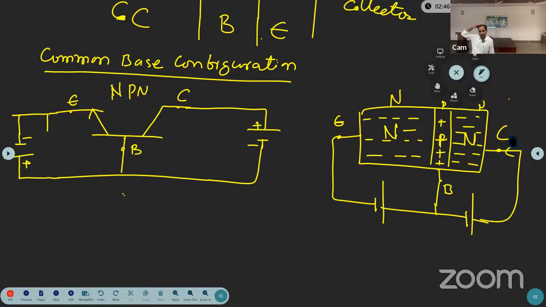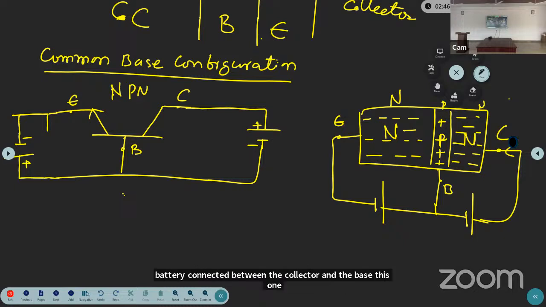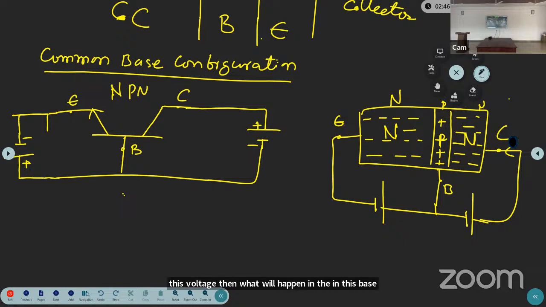Okay, without disturbing the input, let's change the output. Increase the voltage. If you are increasing the output voltage, that is the voltage of the battery connected between the collector and the base, this one, then what will happen in this base and emitter region, collector regions?